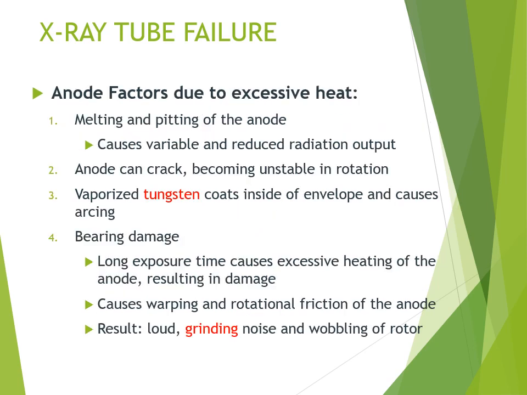Anode factors due to excessive heat include melting and pitting of the anode that causes variable and reduced radiation intensity. The anode can crack, becoming unstable, and rotation is the second one. A third one is similar to what happens with the filament: vaporized tungsten coats the inside of the envelope due to the melting and causes arcing. And lastly is bearing damage: long exposure time causes excessive heating of the anode, resulting in damage in the bearings, and it causes warping and rotational friction of the anode with a loud grinding noise and wobbling of the rotor.